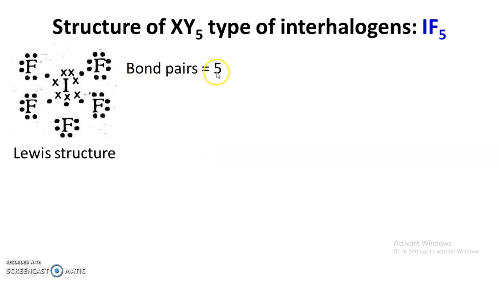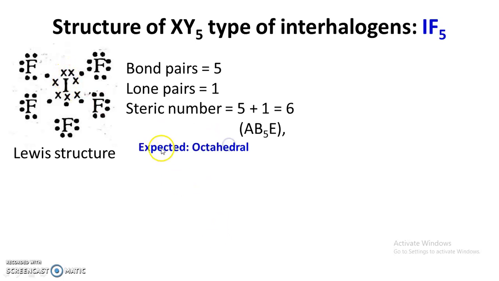Here bond pairs are equal to 5. As there are 5 bonds, bond pairs are 5. Lone pair is 1. At the central iodine atom there is 1 lone pair. Steric number is 5 plus 1, that is equal to 6. And this is a AB5E type of molecule, because there is only 1 lone pair. And as the steric number is 6, the expected geometry is octahedral.